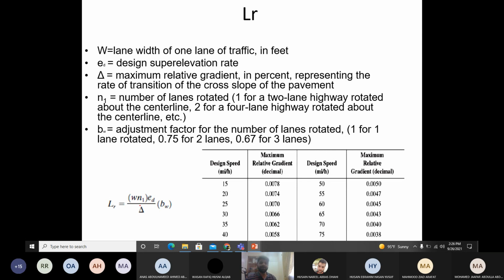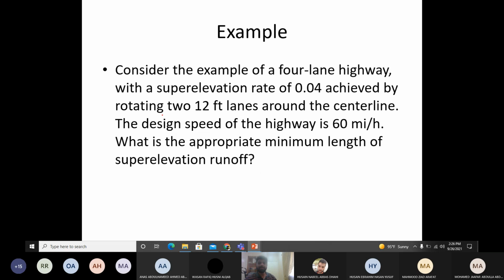Then we have delta. Delta is the rate of change of cross slope. Because you are changing the cross slope from normal to super elevation, at what rate are you changing it? So in 1 foot of length, how much of the cross slope are you changing? That is delta, the relative gradient or rate of change of cross slope. For delta, we have this table. If you know the speed, you can get the value of delta. Okay, let us do one example.